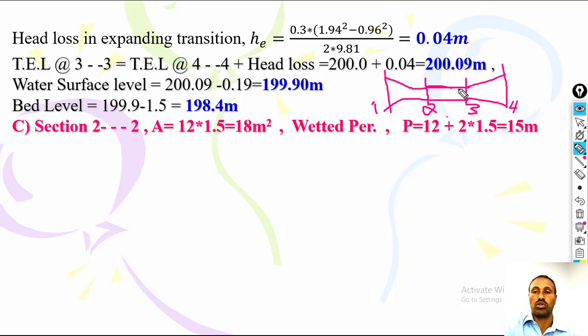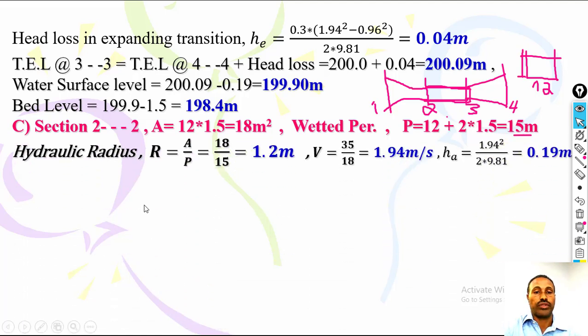Since this is a rectangular cross section at this point, there is no slope, so you can calculate 12 times 1.5 here. Wetted perimeter for the whole cross section like this: you have 12, this is 12, then plus 2 times 1.5, 1.5 is the depth of water here. Then 15 meters. Then you can have hydraulic radius, area over wetted perimeter, then you get 1.2 meter. And the velocity is Q over area, 1.94. So the velocity at this point.